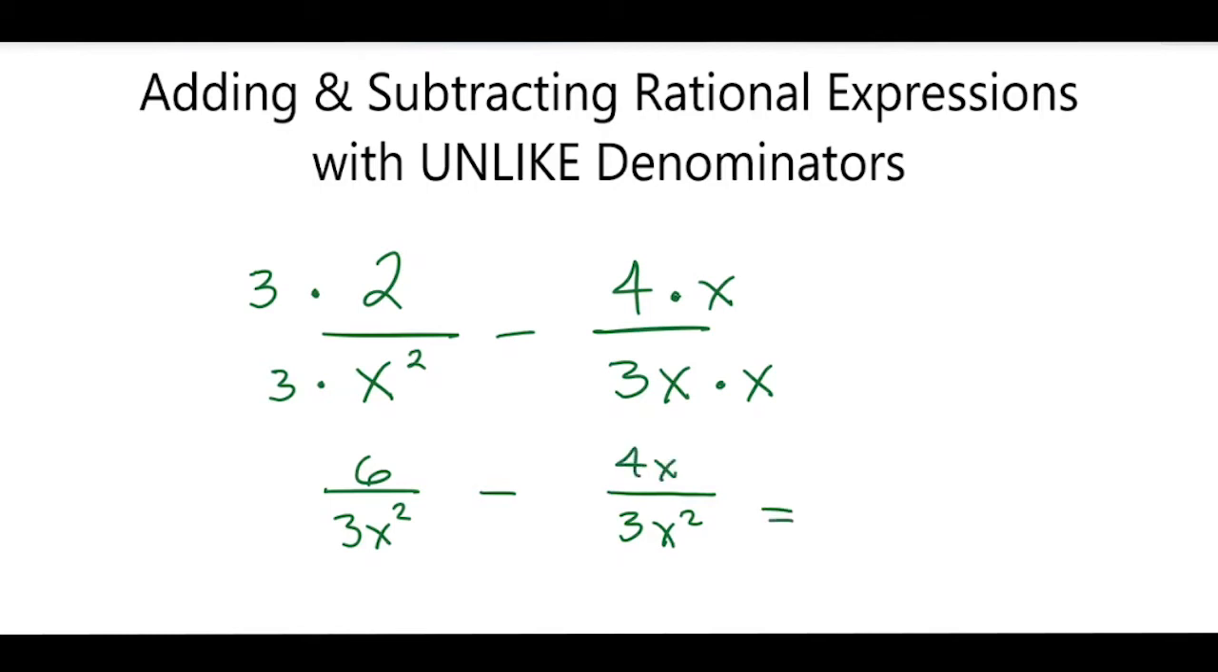Now, the top of the fractions, which are our numerators, are not like terms, so I'm going to leave this as 6 minus 4x on the top, and on the bottom I have 3x squared.